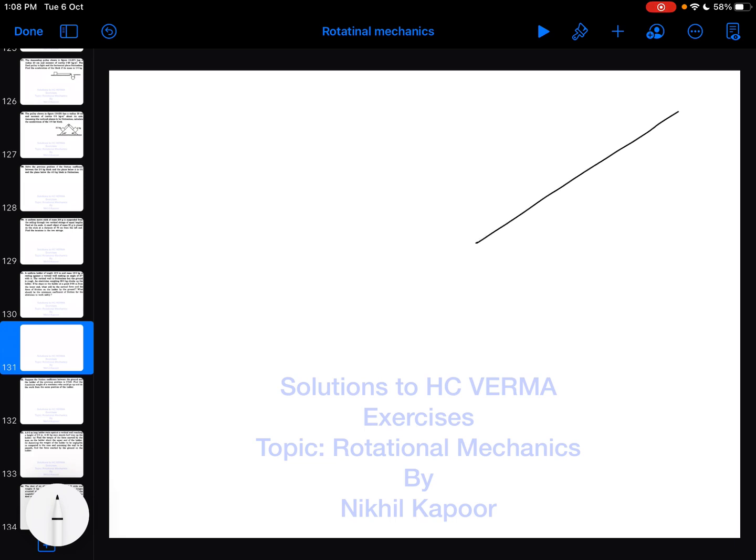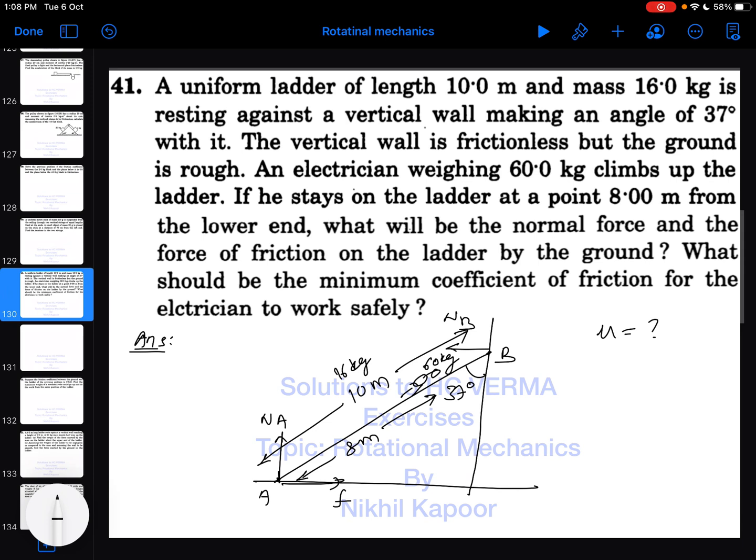So this is the free body diagram of the ladder. The frictional force is acting here. The reaction from end A is acting upward. The weight of the ladder is acting in the downward direction, which is 16 kg, so I'll write 16g. The person is how much away from this? So 60 kg person climbs up the ladder. If he stays on the ladder at a point 8 meter from the lower end.